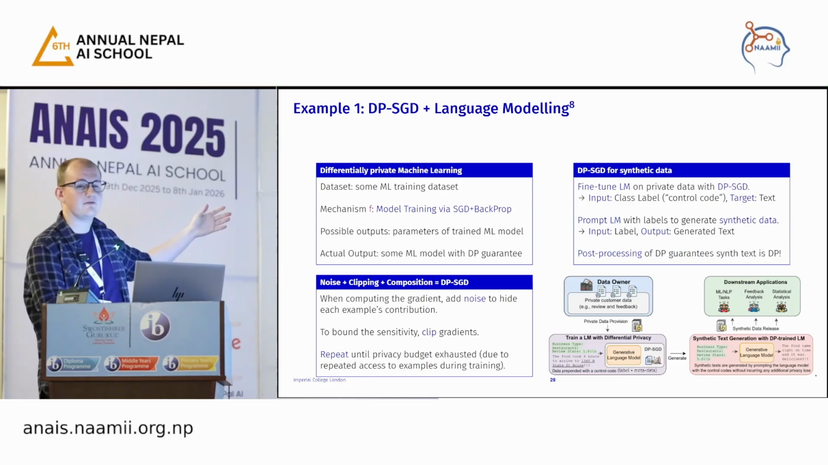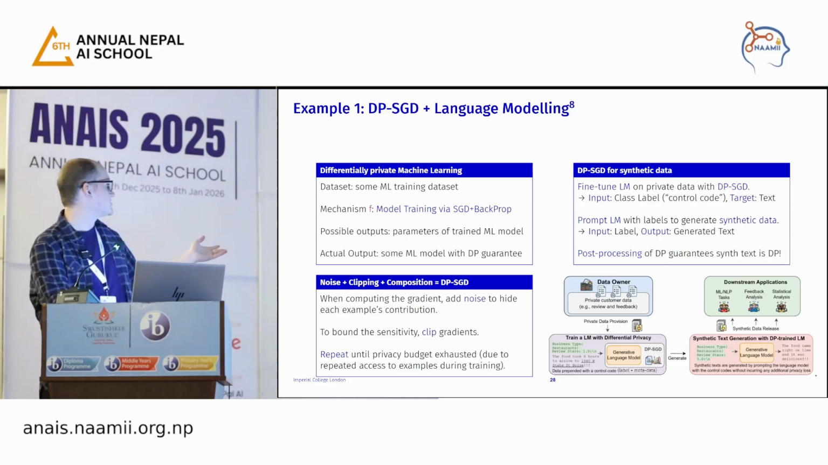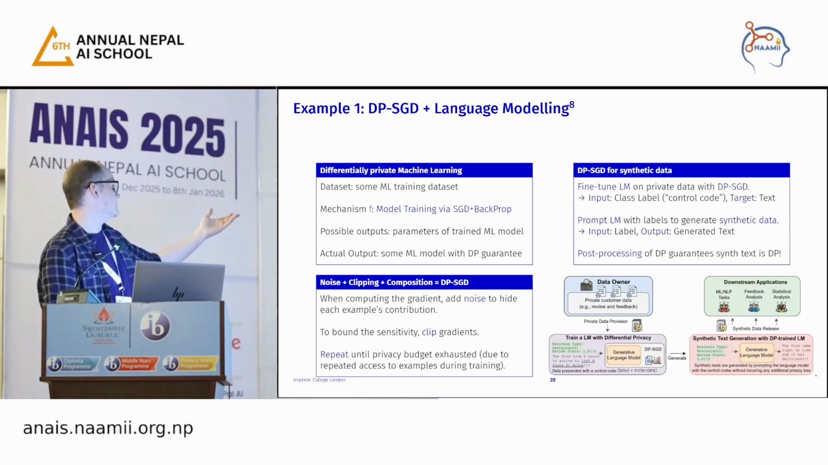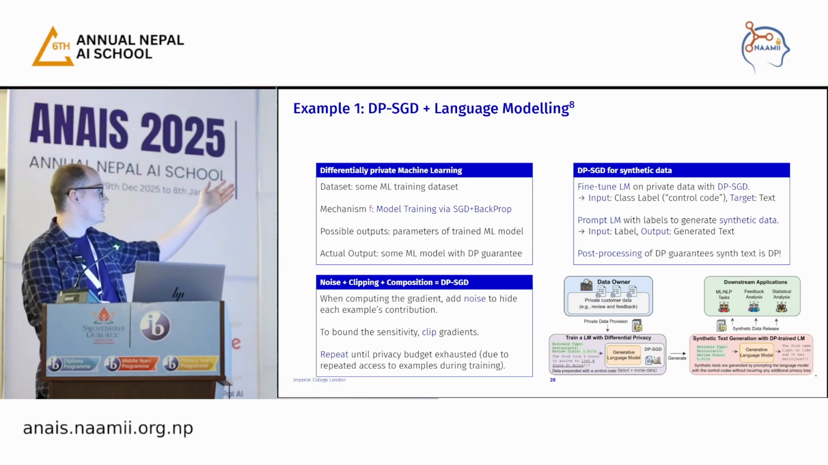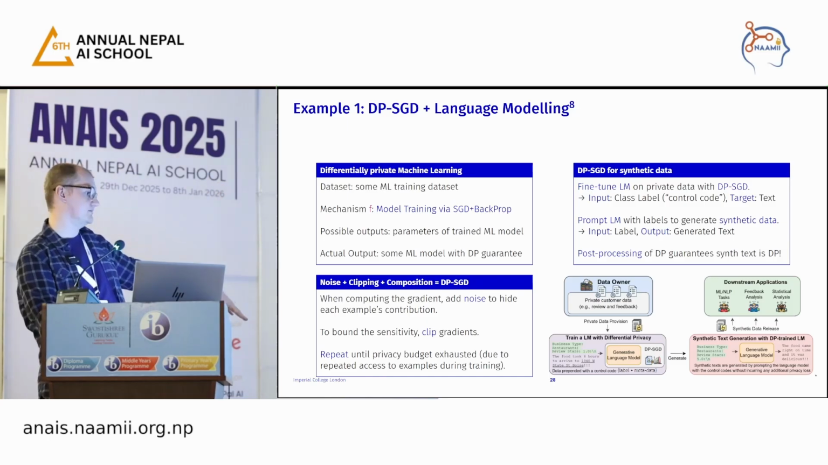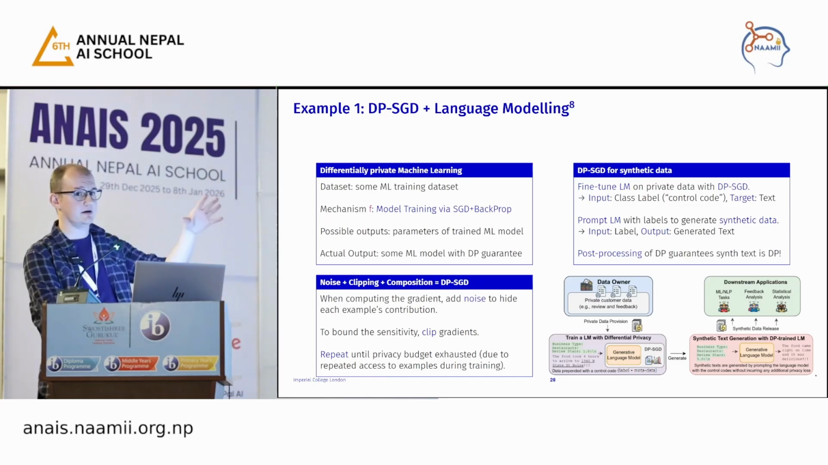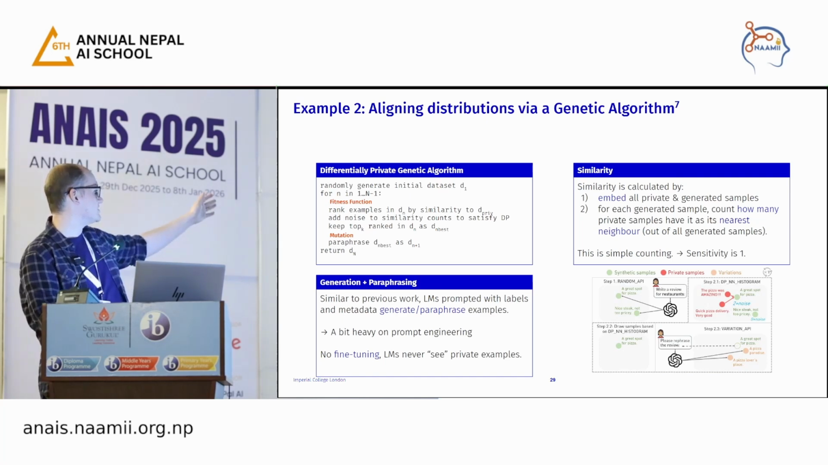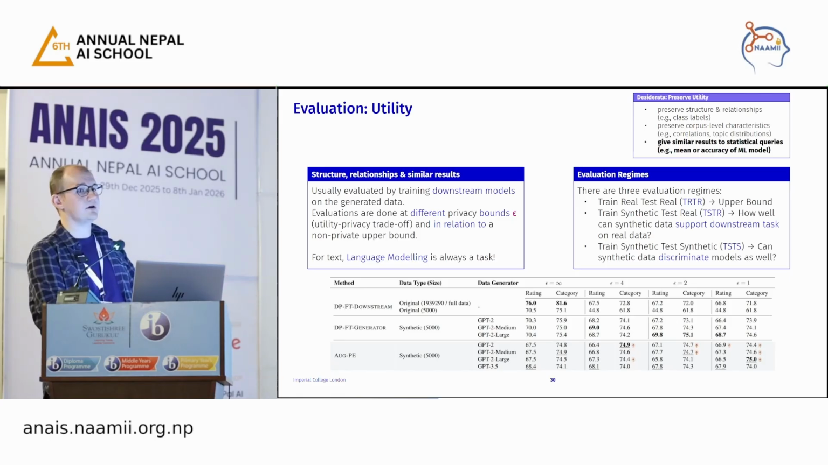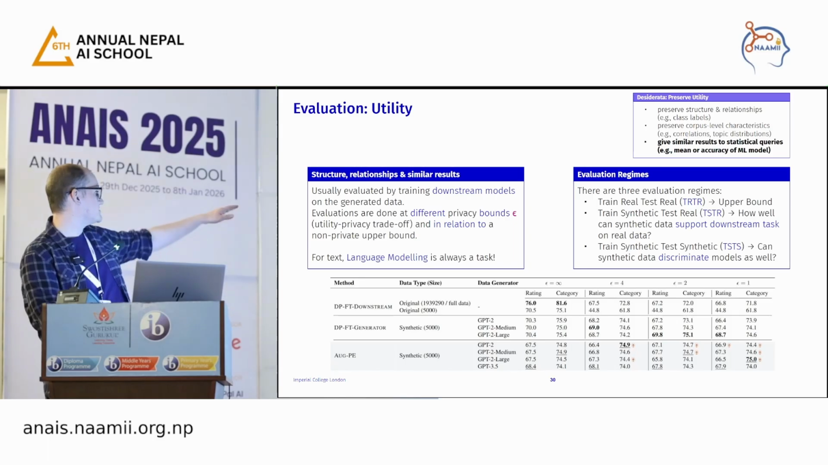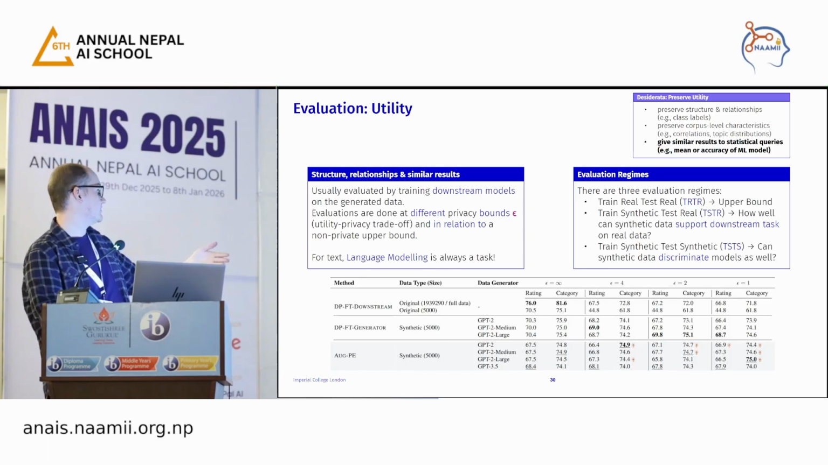The question is how we then evaluate the generated data. One approach is to, again, look at the utility, right? We need to make sure that structure, relationships, or results are similar between the original data that you don't want to share and the synthetic data that you have generated. Usually this is done by training downstream models on the generated data. So if you generate data for sentiment analysis, then you train a sentiment analysis classifier and compare the performance. And again, these evaluations are typically done at different privacy bounds to show that the more privacy you add, the worse the performance generally becomes, in relation to a non-private upper bound.